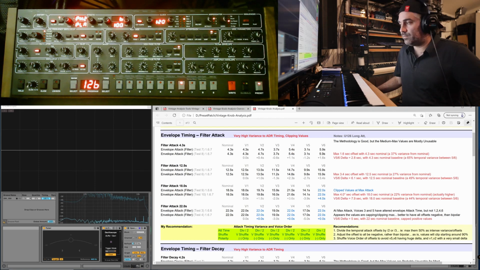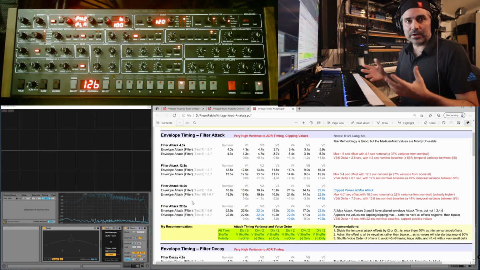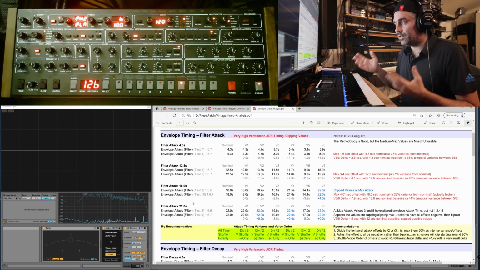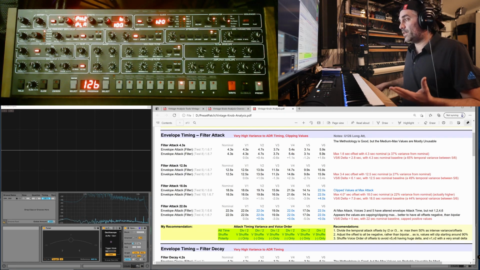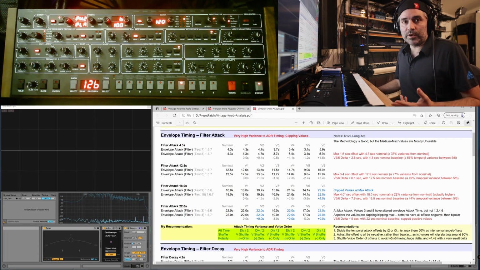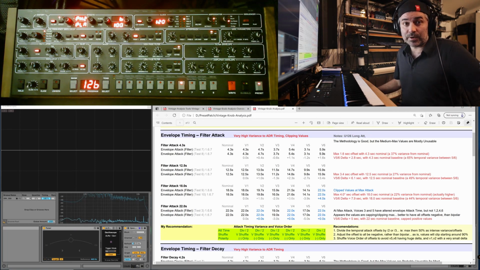And so what actually happens here is that if you're using a long attack time, like the 22 second, if you have the attack at max, you're trying to make a long evolving pad type of sound, for instance, the values for voice 2, voice 4, and voice 6 are all clipping at 22 seconds, plus voice 1 doesn't have an offset. So what's essentially happening if you're creating a pad type of sound like this is you're getting 4 voices with no voice variance at all, and then only 2 voices are actually getting voice variance.